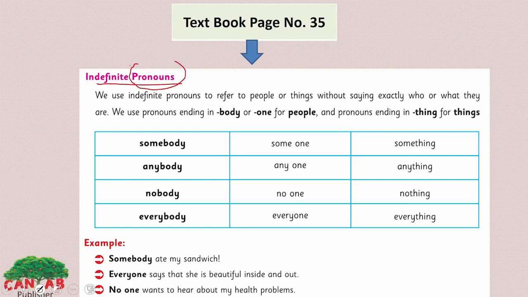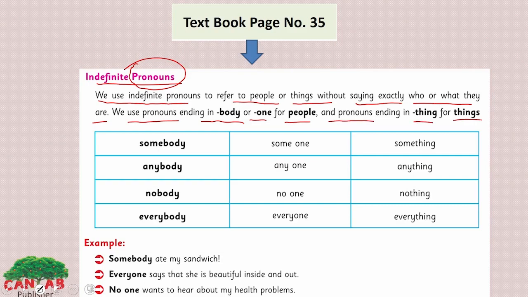We have discussed the reflexive pronouns, the possessive pronouns, and the personal pronouns in our previous lessons. Pronouns replace the noun. Now look here: we use indefinite pronouns to refer to people or things without saying exactly who or what they are. We use pronouns ending in body or one for people, and pronouns ending in thing for things.